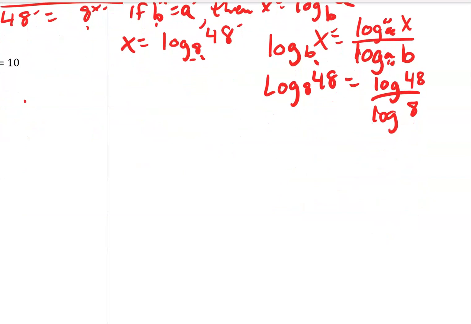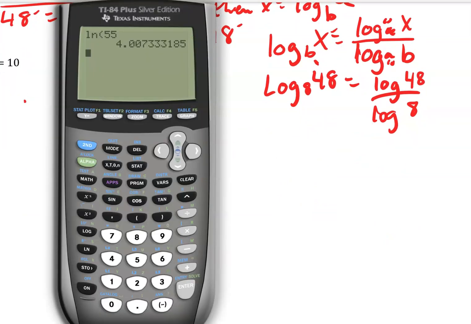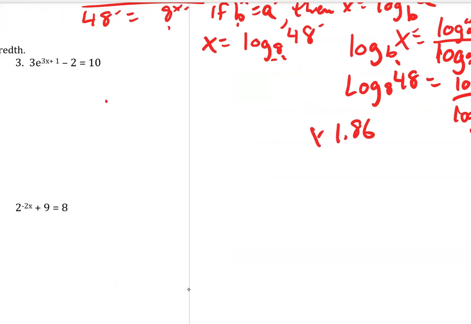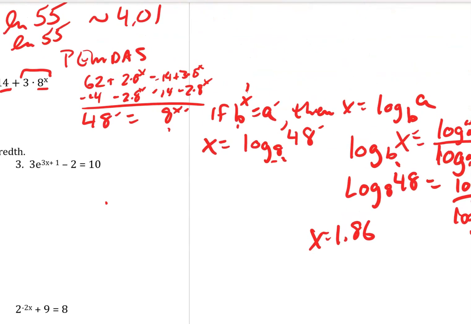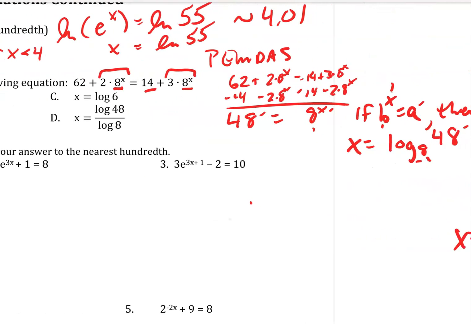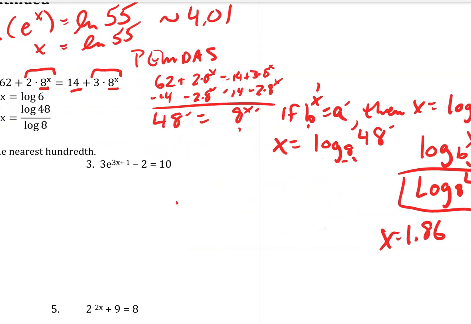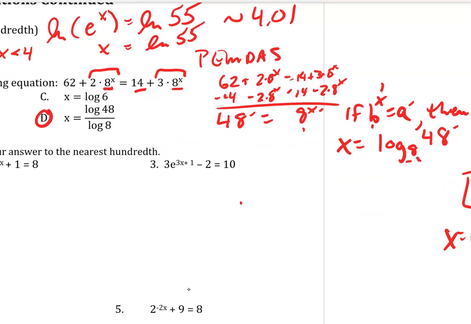So let's go ahead and put those in our calculator. We're going to do the log button, log of 48 divided by log of 8. We get 1.86. We can check our work. Well, actually, let's go back. That's as far as we needed to go. Log 48 over log 8.